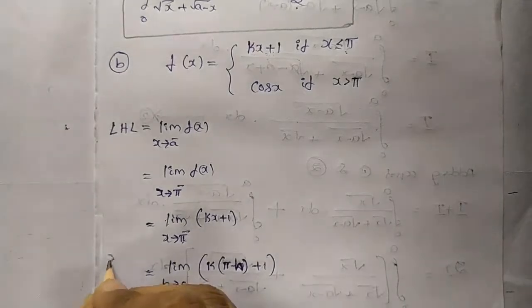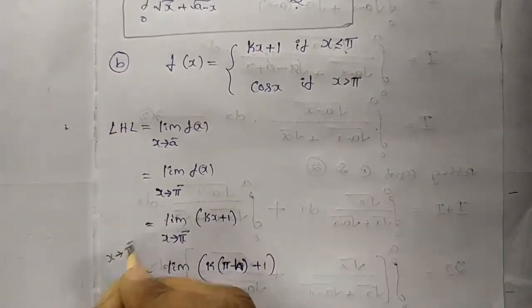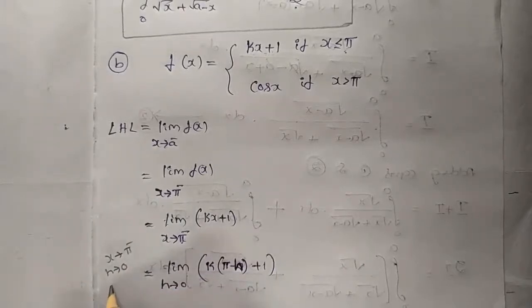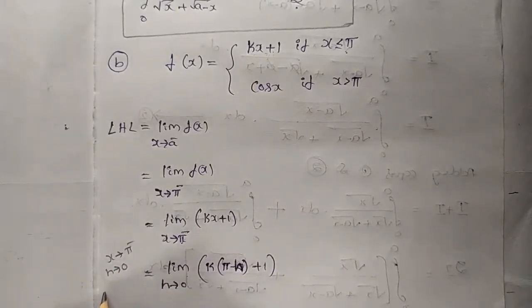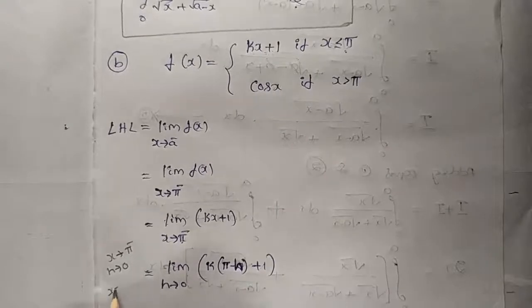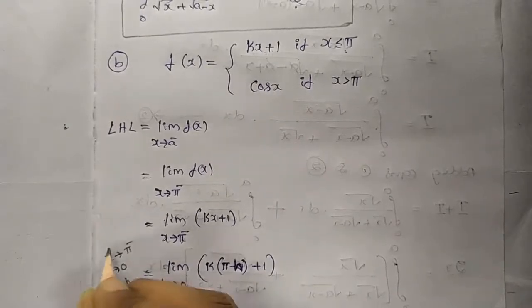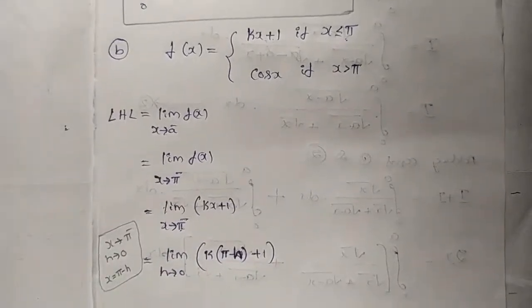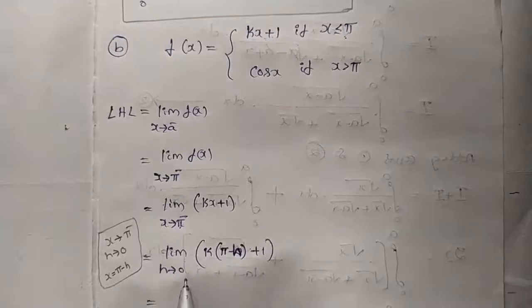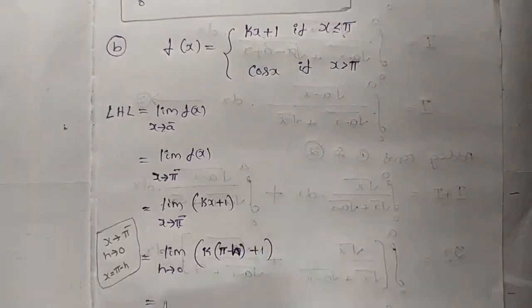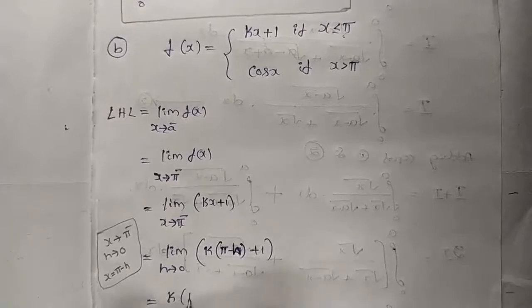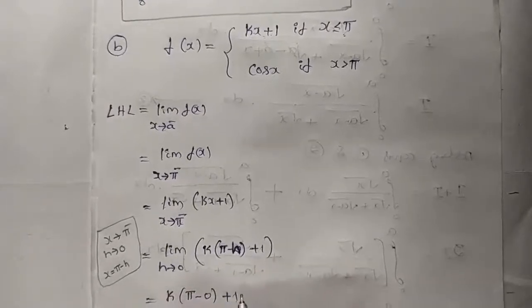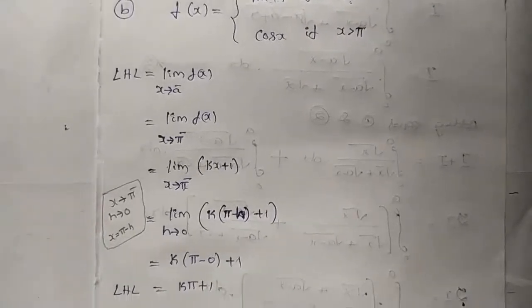Here if x tends to pi minus, if h tends to 0, then x will be pi minus h. This concept we have in our continuity. Now apply the limit, putting in place of h with 0, k into pi minus 0 plus 1. So that is equals to k into pi plus 1, which is LHL, left hand limit.